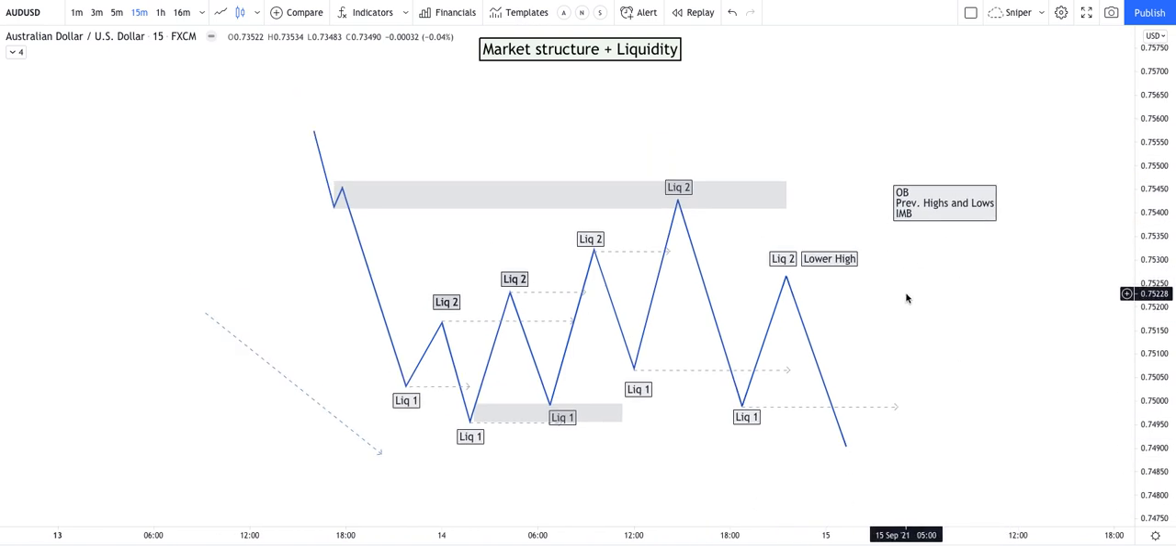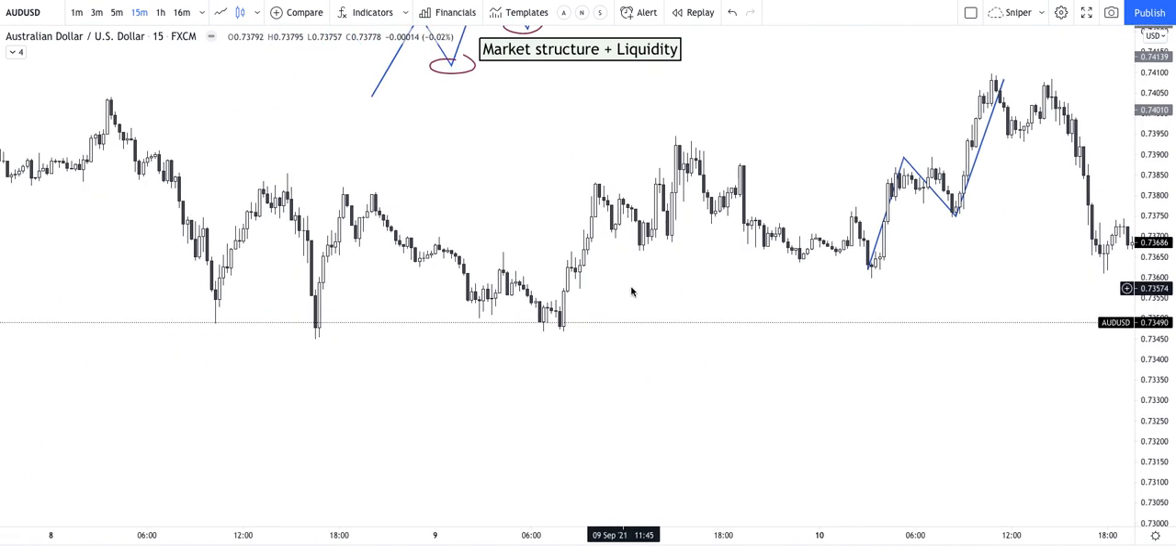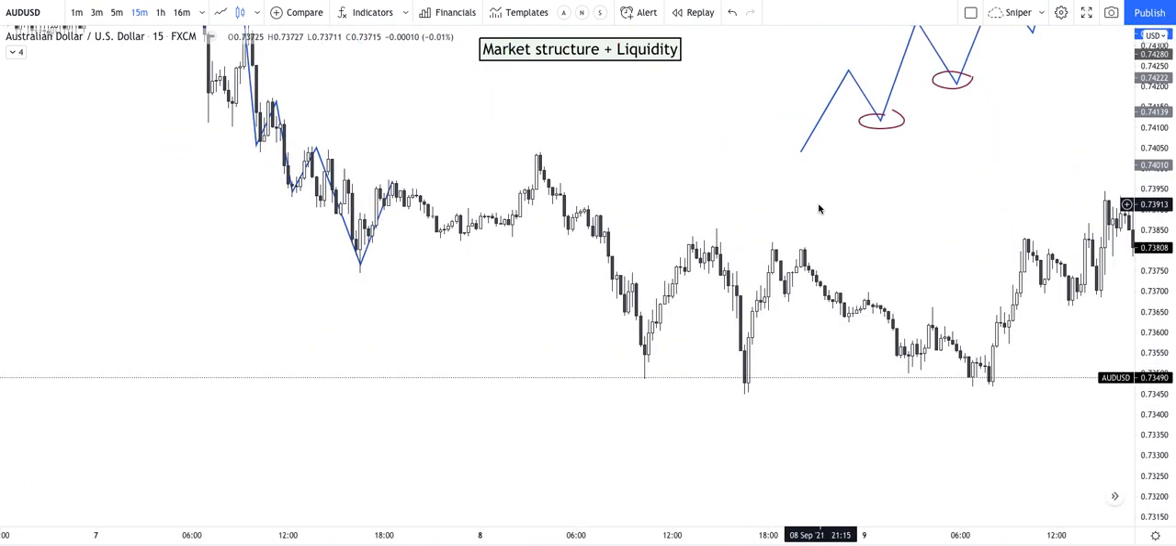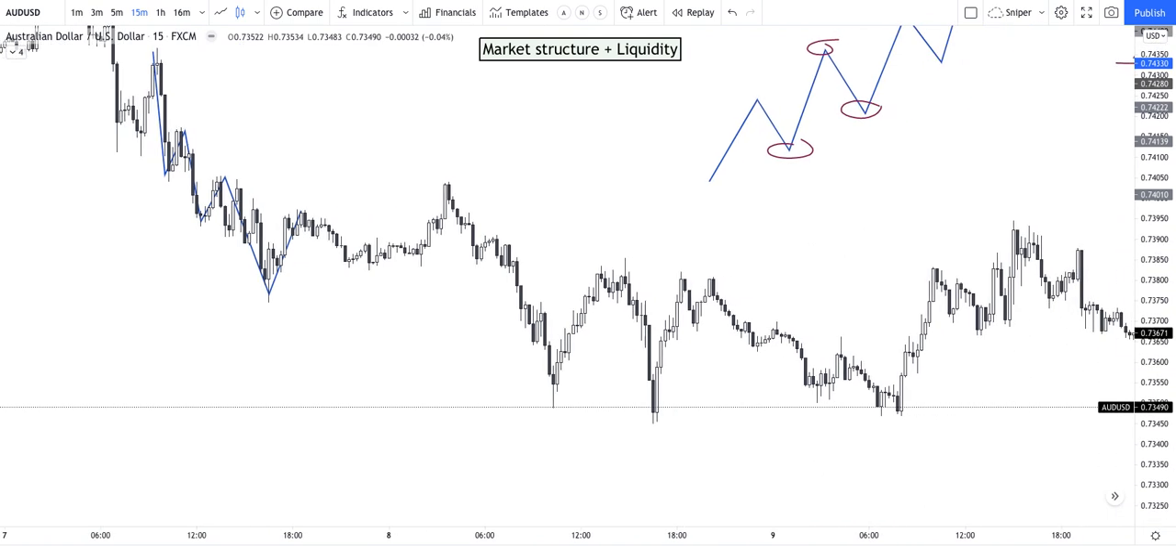So I hope you have a better understanding of how market structure is liquidity and how the market moves in the direction of liquidity. Let's have a look at some examples on the chart. Let's just quickly get a clean chart.